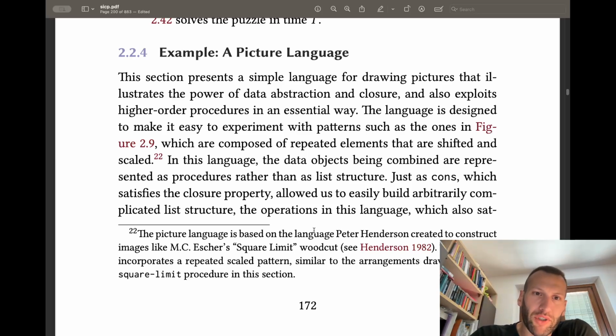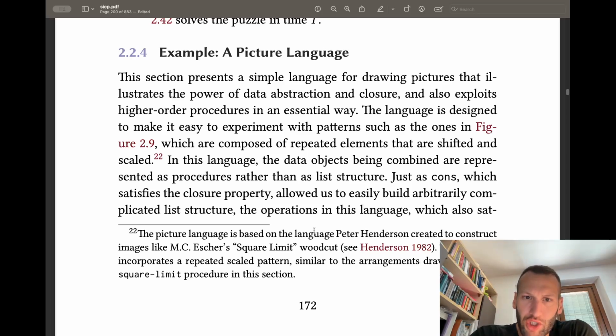This section presents a simple language for drawing pictures that illustrates the power of data abstraction and closure, and also exploits higher order procedures in an essential way. The language is designed to make it easy to experiment with patterns such as the ones in figure 2.9, which are composed of repeated elements that are shifted and scaled.